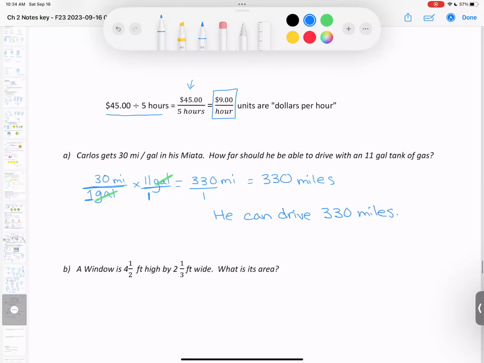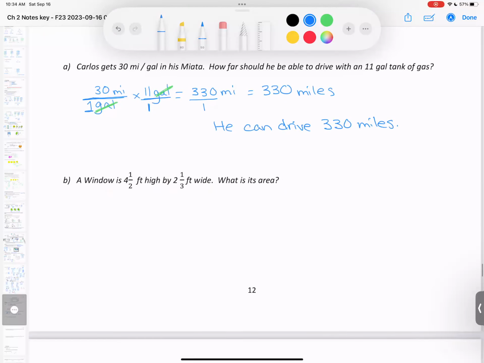All right. Let's do a few more word problems. So we have a window, it's 4.5 feet high by 2 1/3 feet wide. We want to know its area. Okay, let's write down what we know. The height is 4 1/2 feet. The width is 2 1/3 feet. Height we could also call length. Right? That's also the length.